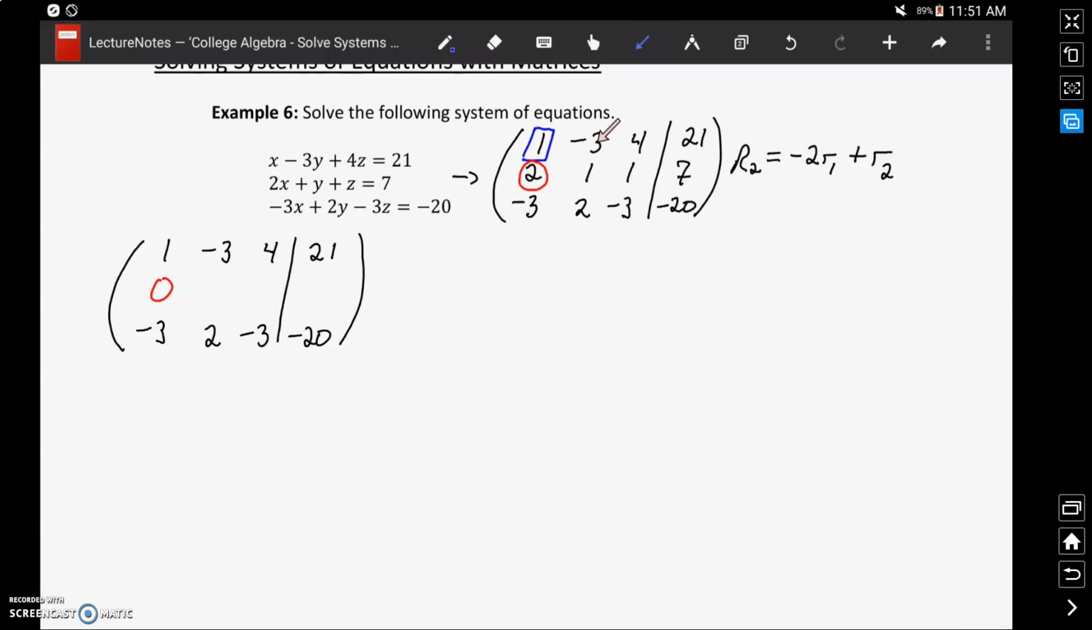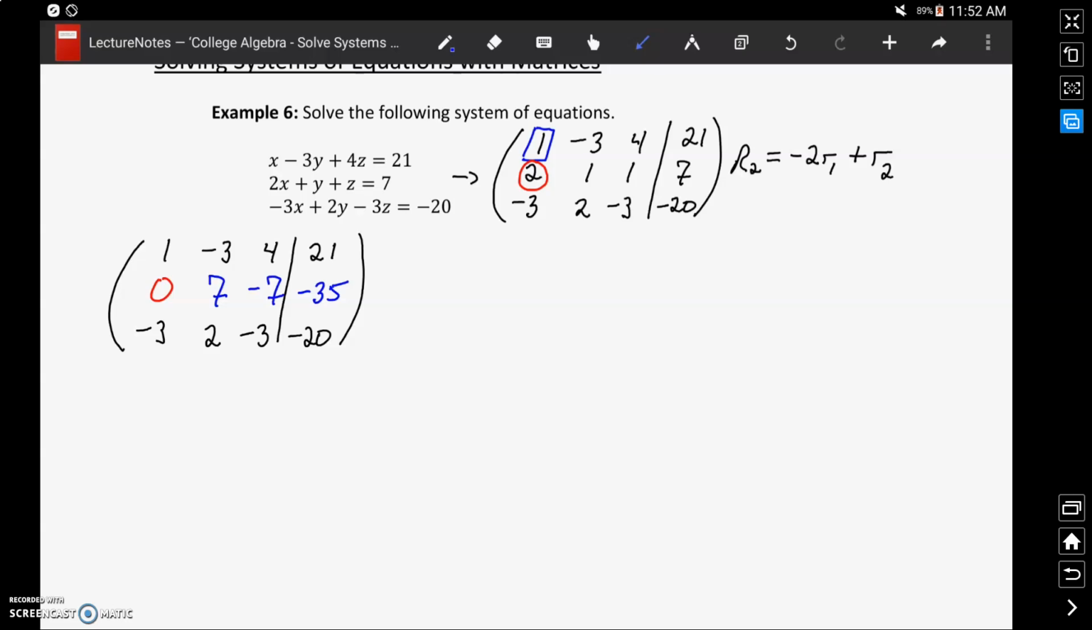Now taking -2 times -3 would give us 6, plus 1 will give us 7. -2 times 4 will give us -8, plus 1 will give us -7. -2 times 21 will give us 42, plus 7 will give us -35. So just to clarify, that should be -2 times 21 would give us -42.